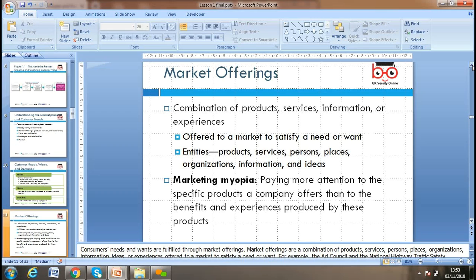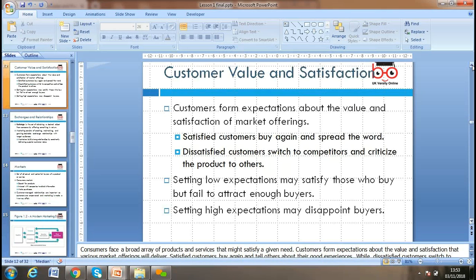So paying more attention to the specific product or the company offered than the benefit and the experience produced. If some just focus on one thing, we need to look around, taking a long-term perspective as a marketer. So customer value and satisfaction: customers form expectations about the value and the satisfaction.